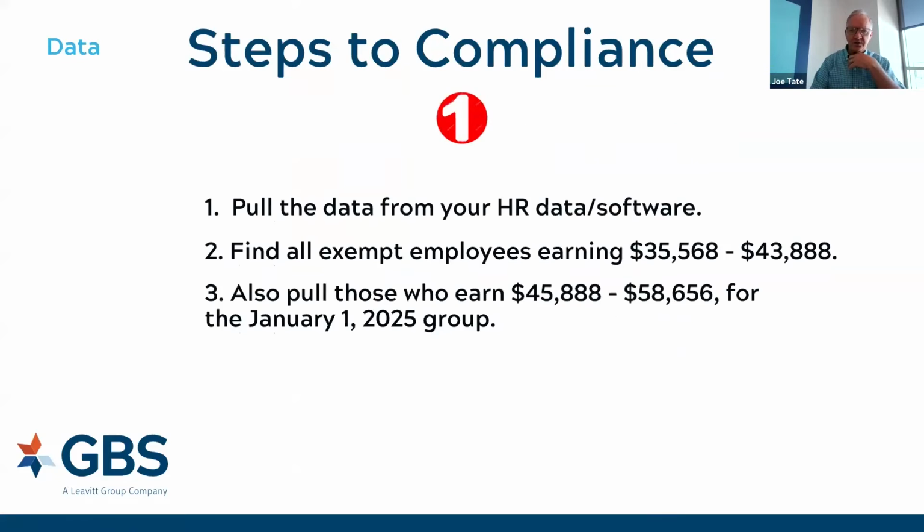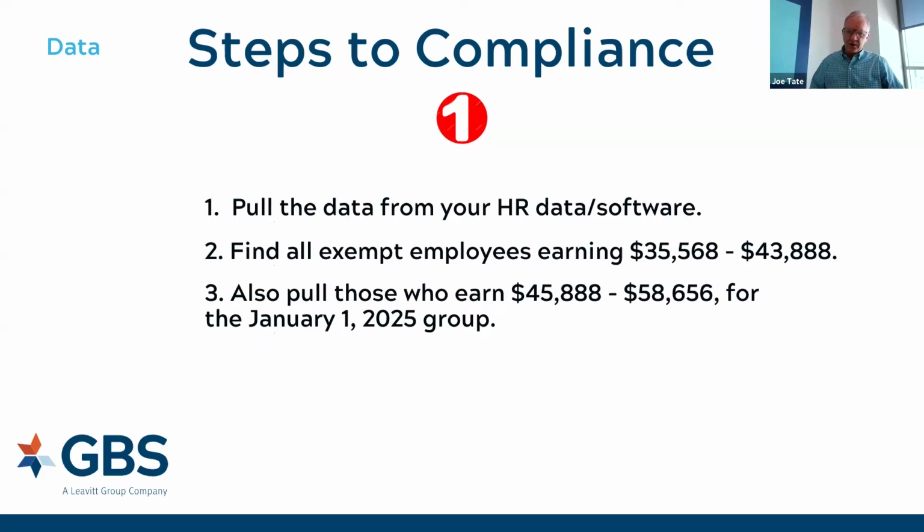We'll talk about that. So step number 1, you want to pull the data from your HR software. First you want to find all the exempt employees earning an annual amount within that range, an annual amount plus the 10% bonus. So how many people do you have in that range of $35,568 to $43,888?